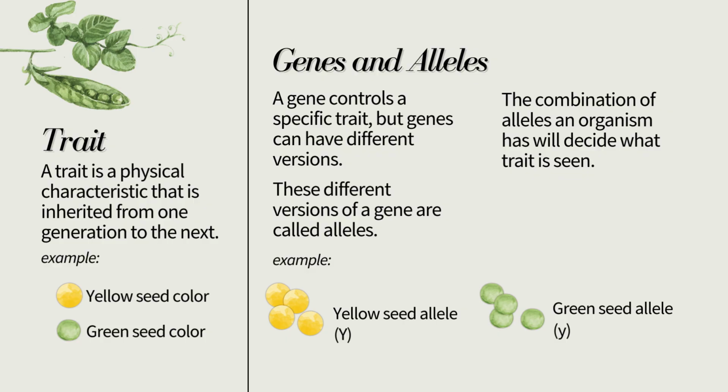So what is a trait? A trait is a physical characteristic that is inherited from one generation to the next. Genes control a specific trait, but genes can have different versions. These different versions of a gene are called alleles. The combination of alleles an organism has will decide what trait is seen.